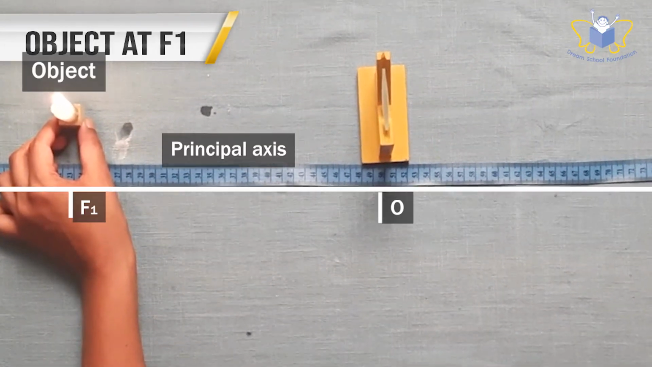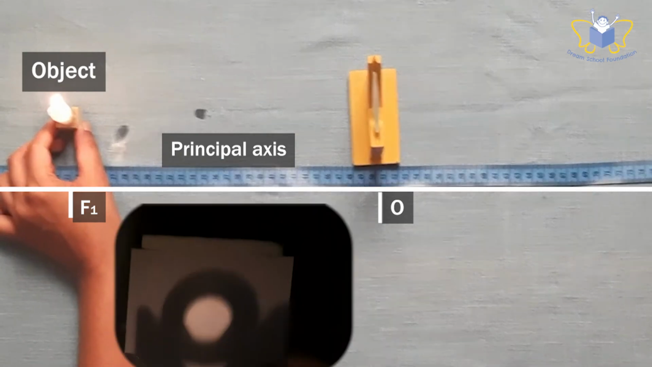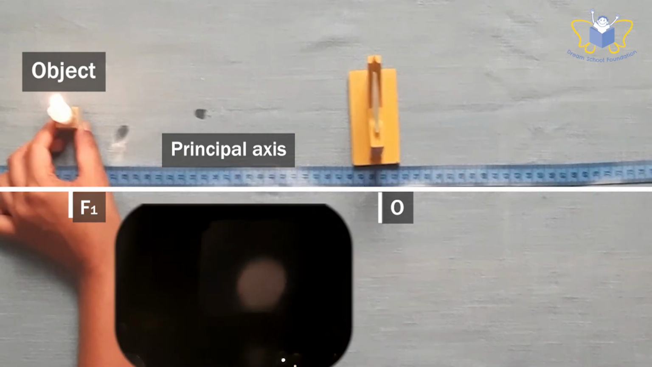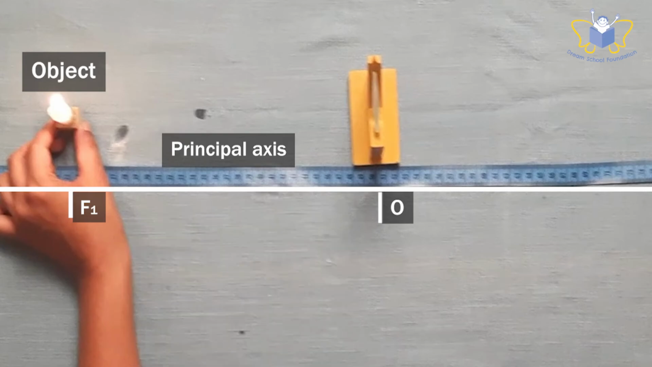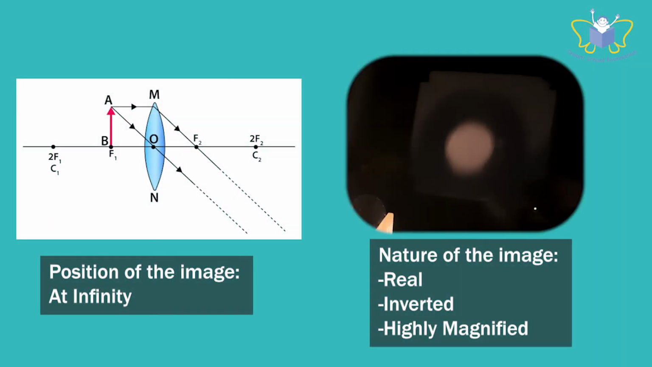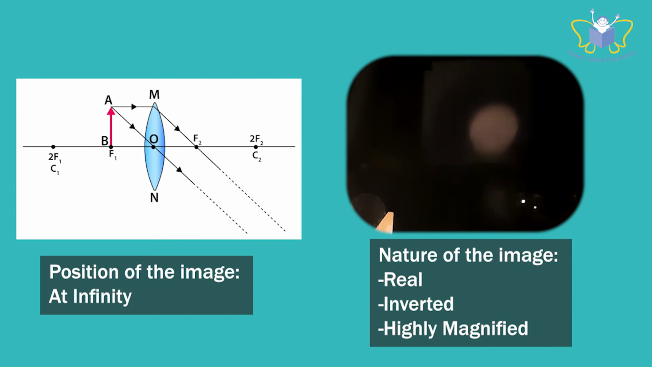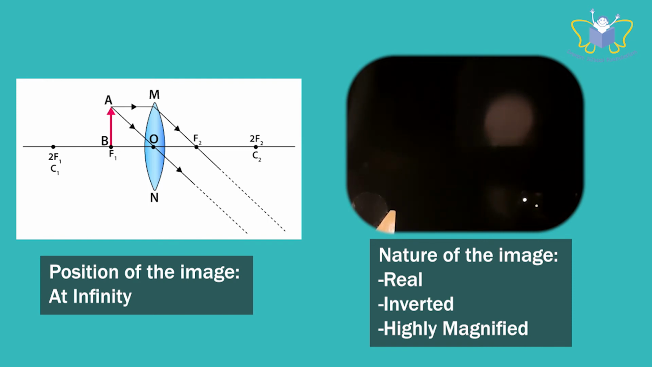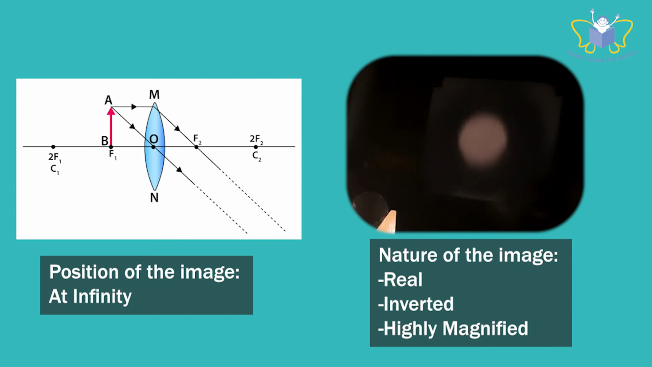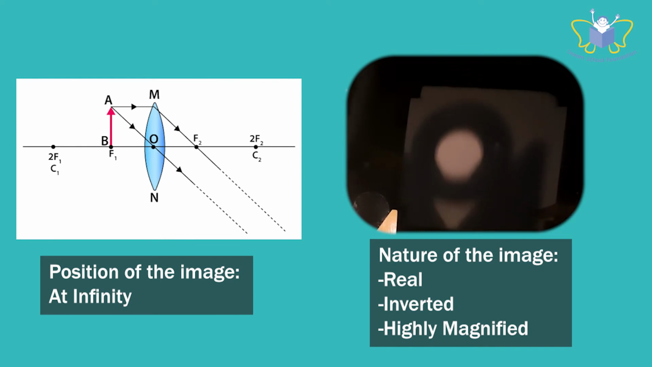When the object is at f1, the rays refracted are parallel to each other, hence meet at infinity. So therefore, the image is formed at infinity. The image formed for an object at f1 is highly magnified, real, and inverted.